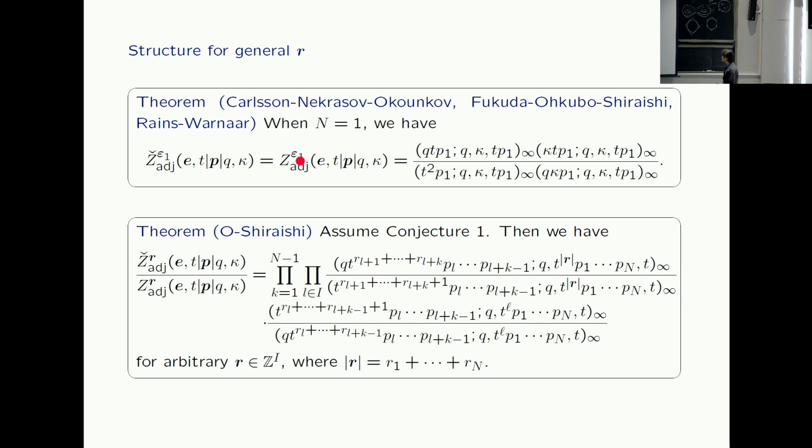And in fact, when n equal 1, we have a proof of the conjecture. We do not have another case, but in general, when we assume the conjecture, then we have this kind of formula for any framing.